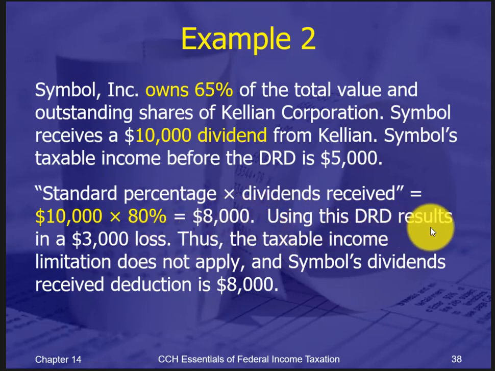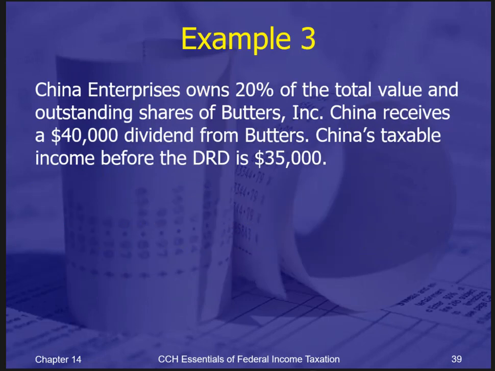Now, this still gets applied because the DRD results in a loss. Thus, the taxable income limitation does not apply. So if we do the dividend times the standard percentage and it results in a loss when we take the deduction, remember 5,000 minus 8,000 would be a loss, then we go ahead and use the 8,000. If it doesn't result in a loss, then we may have to see if the amount is limited by taxable income. So this is the example we're going to see now.